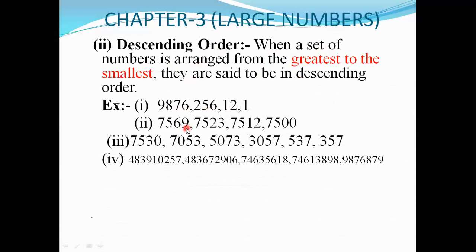And now, the second example. Here is the question: 75569, 7523, 7512, 7500. This is the greatest number among these numbers, and this is the smallest number among these numbers. Now, similarly, here is another example of descending order. In this way, we can arrange numbers in descending order.